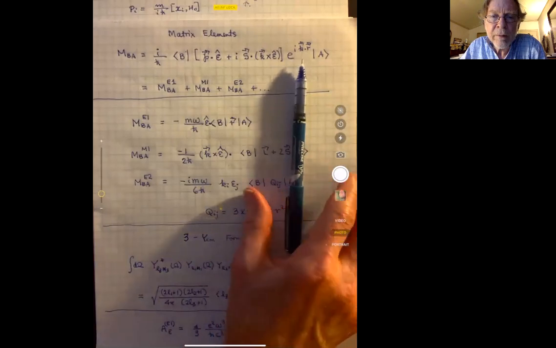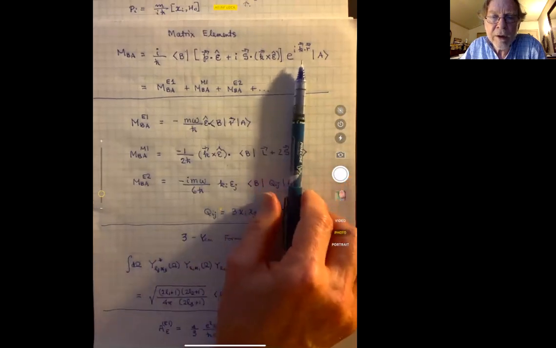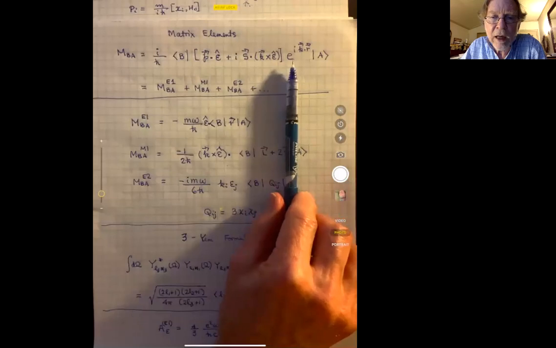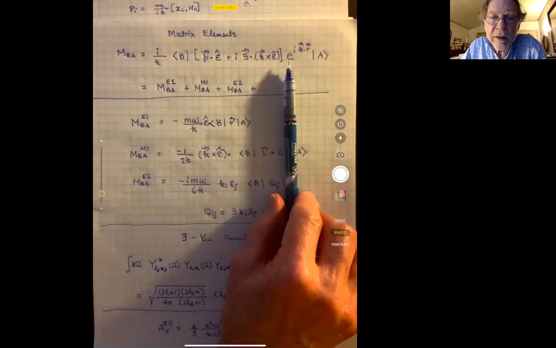But in any case, we took into account the first order corrections. But as an approximation, the basic fact here is that the phase of the light wave, which is what this thing is, is nearly constant over the extent of the atom.